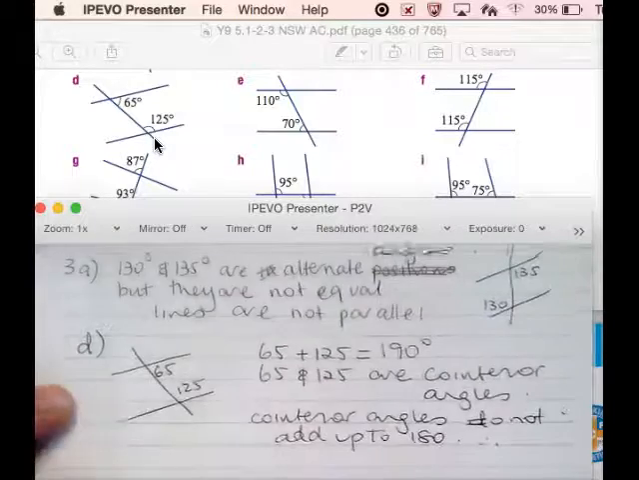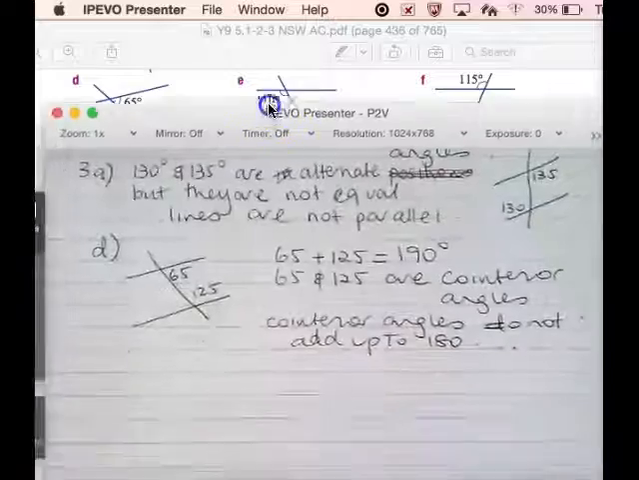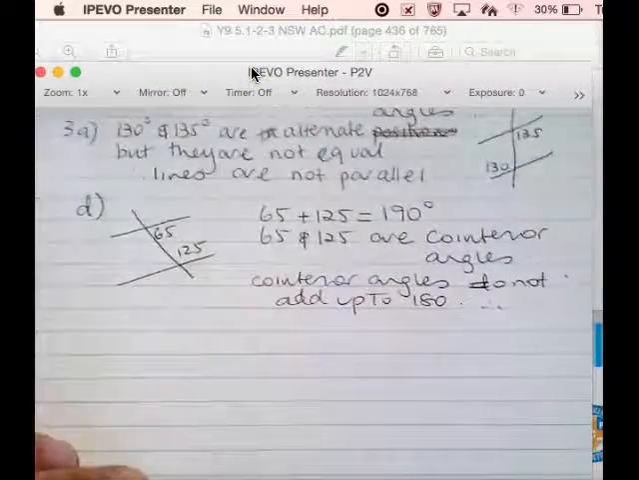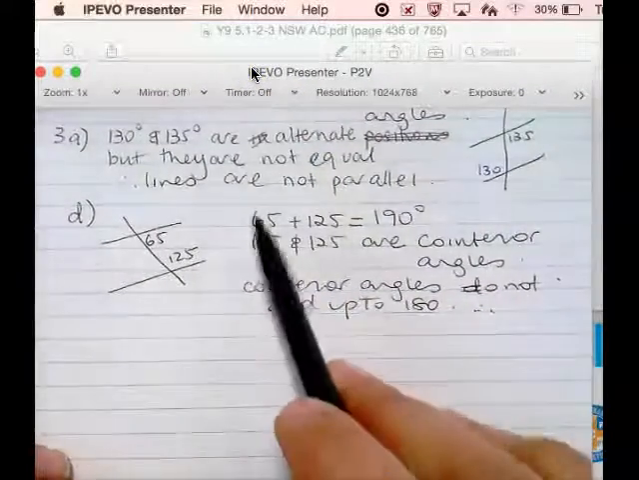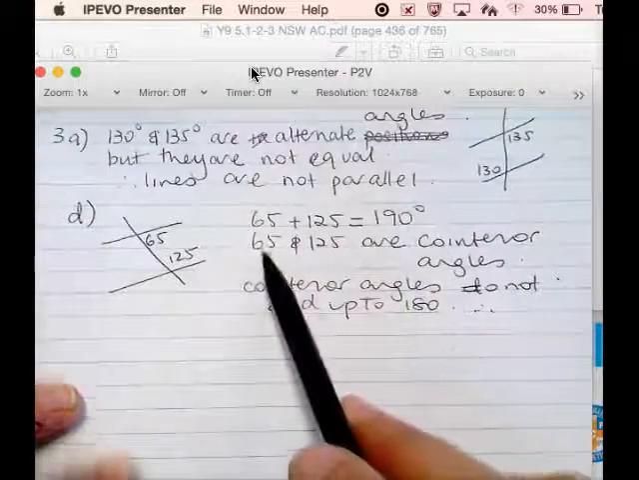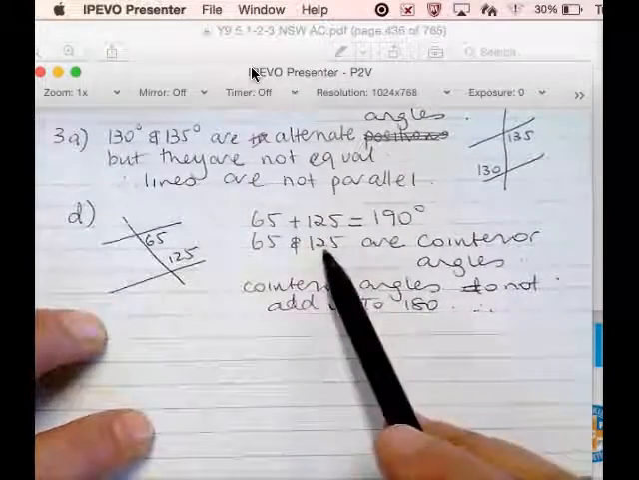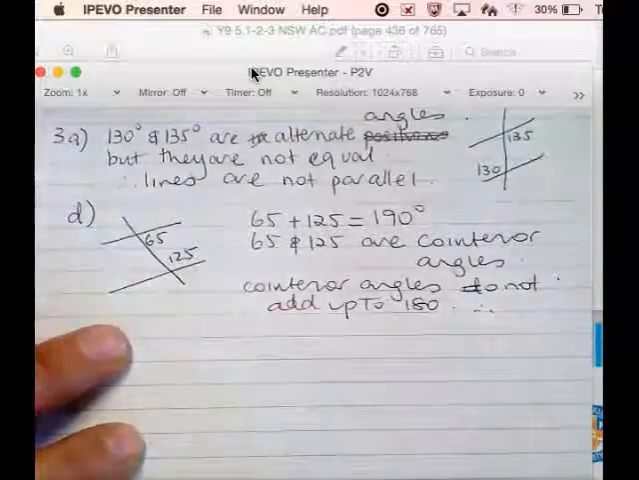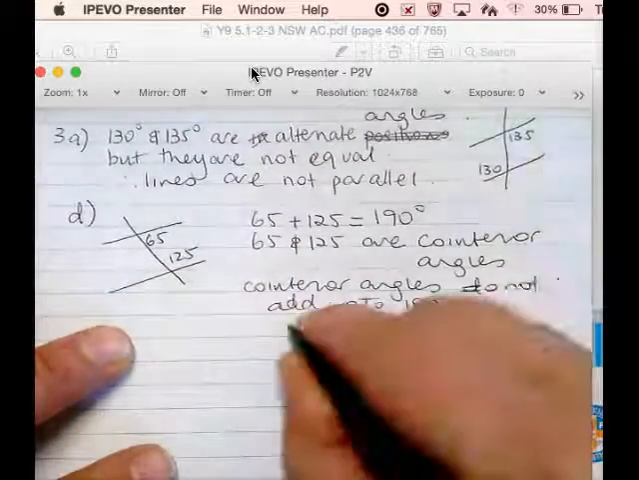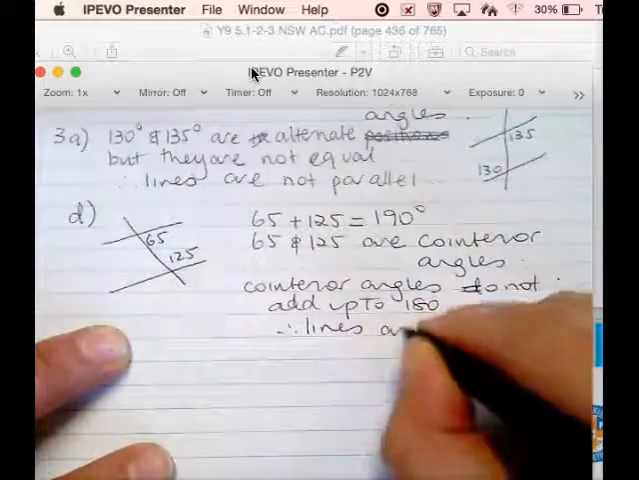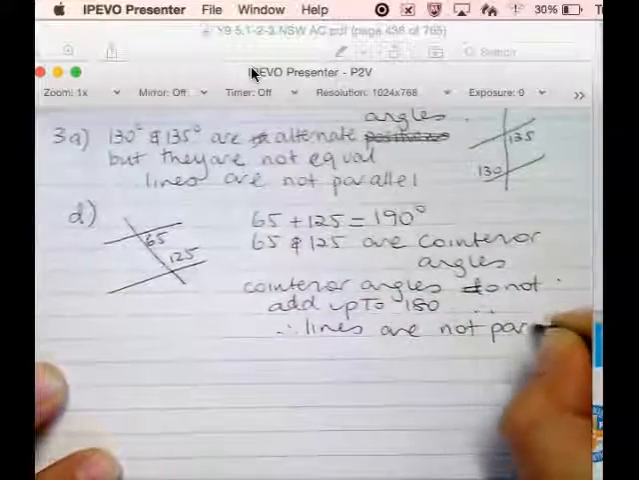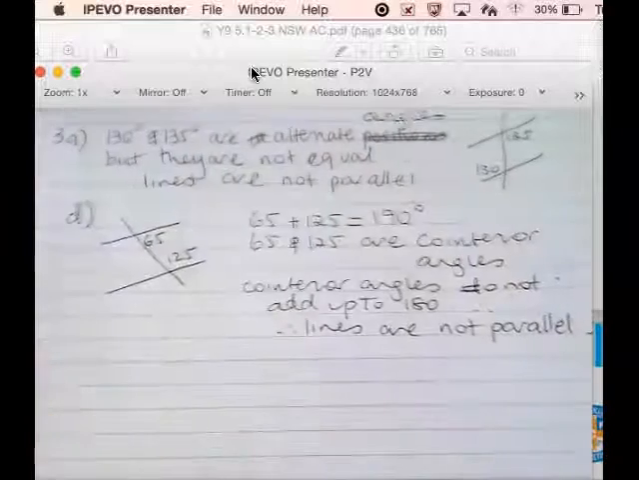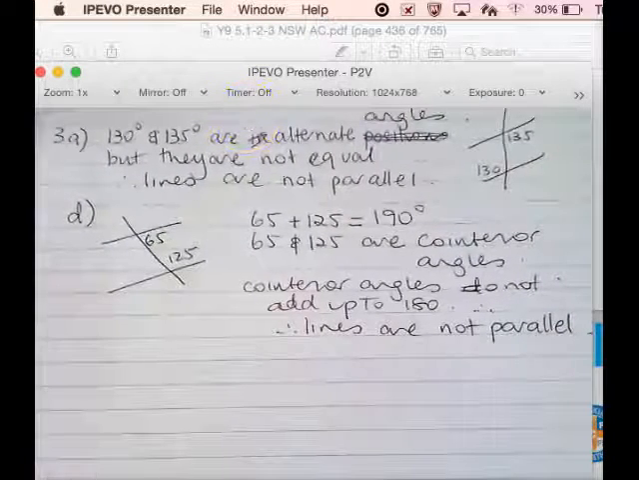I'm going to move this whole thing up, all right? So that's the idea. That's the sort of working out you want. The 65 and the 125 add up to 190, but the 65 and the 125 are co-interior angles. Because the co-interior angles do not add up to 180, therefore the lines are not parallel. All right, I'll pause so that you can write this down.